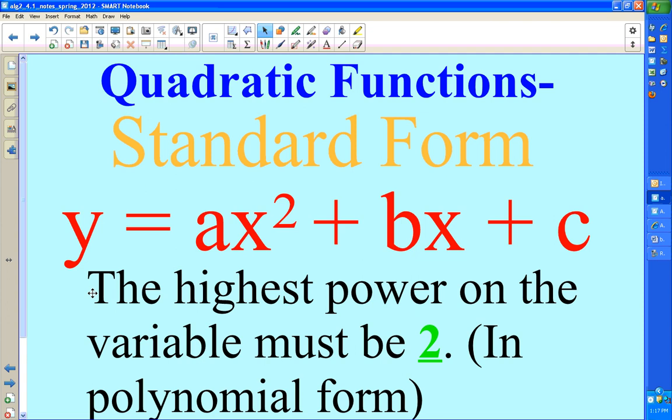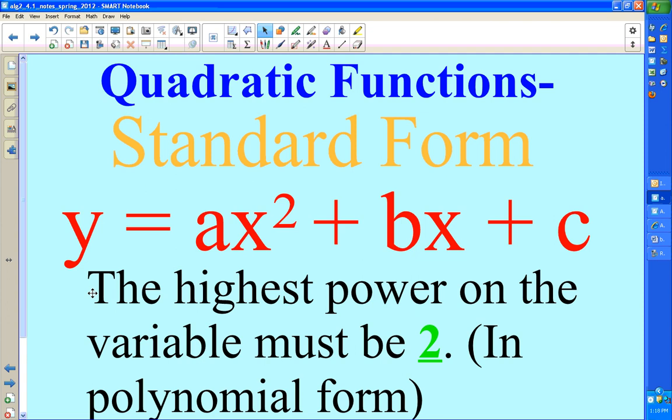The first one we usually work with is standard form. This is also, bless you, written as a polynomial. When it's written as a polynomial, the highest power on the variable has to be a 2, which it is right here, in order to be in standard form. Standard form is ax squared plus bx plus c, and there are no limitations on a, b, and c here. This is not a line, it's a quadratic.